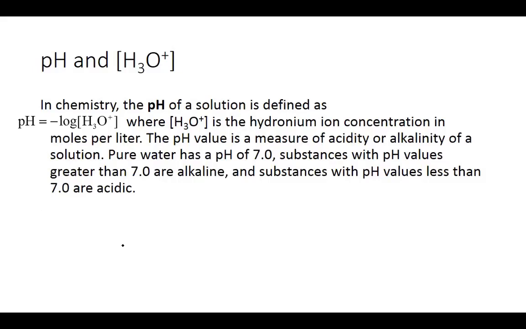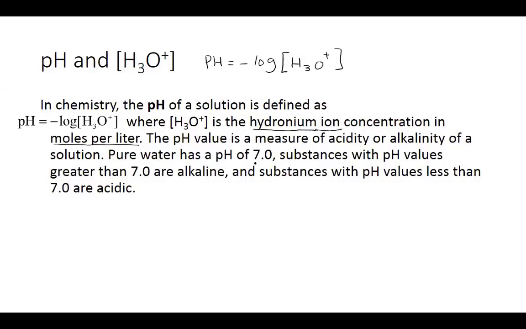So this would be one example of the application problems using what we learned so far. In chemistry, the pH of a solution is defined as pH is equal to minus log of H3O plus, that is hydronium ion concentration in moles per liter. The pH value is a measure of whether your solution is more toward acid or alkaline, acidity or alkalinity.